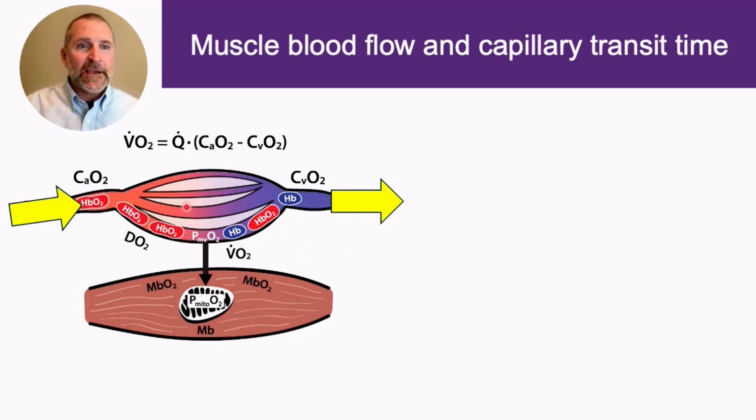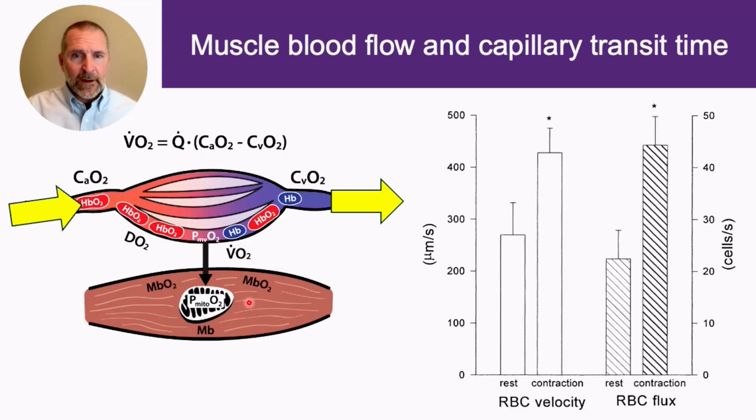So if nothing changes in the capillary bed, in essence, what we've done is increase the rate at which blood, and more importantly, red blood cells, traverse through the muscle. And indeed, this is what appears to happen. If we look at red blood cell velocity, red blood cell flux, during exercise, the rate is higher than during rest. And so why is this important?